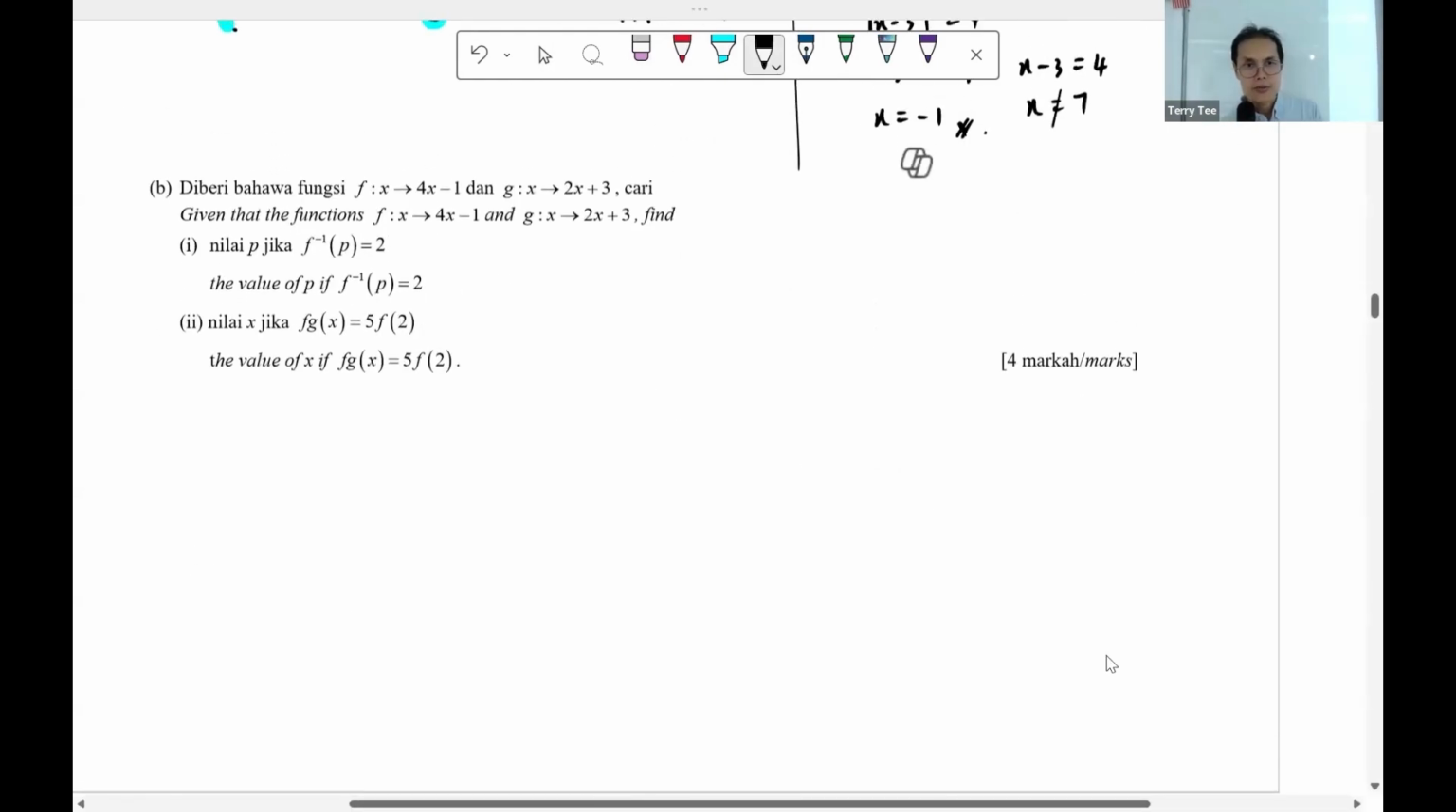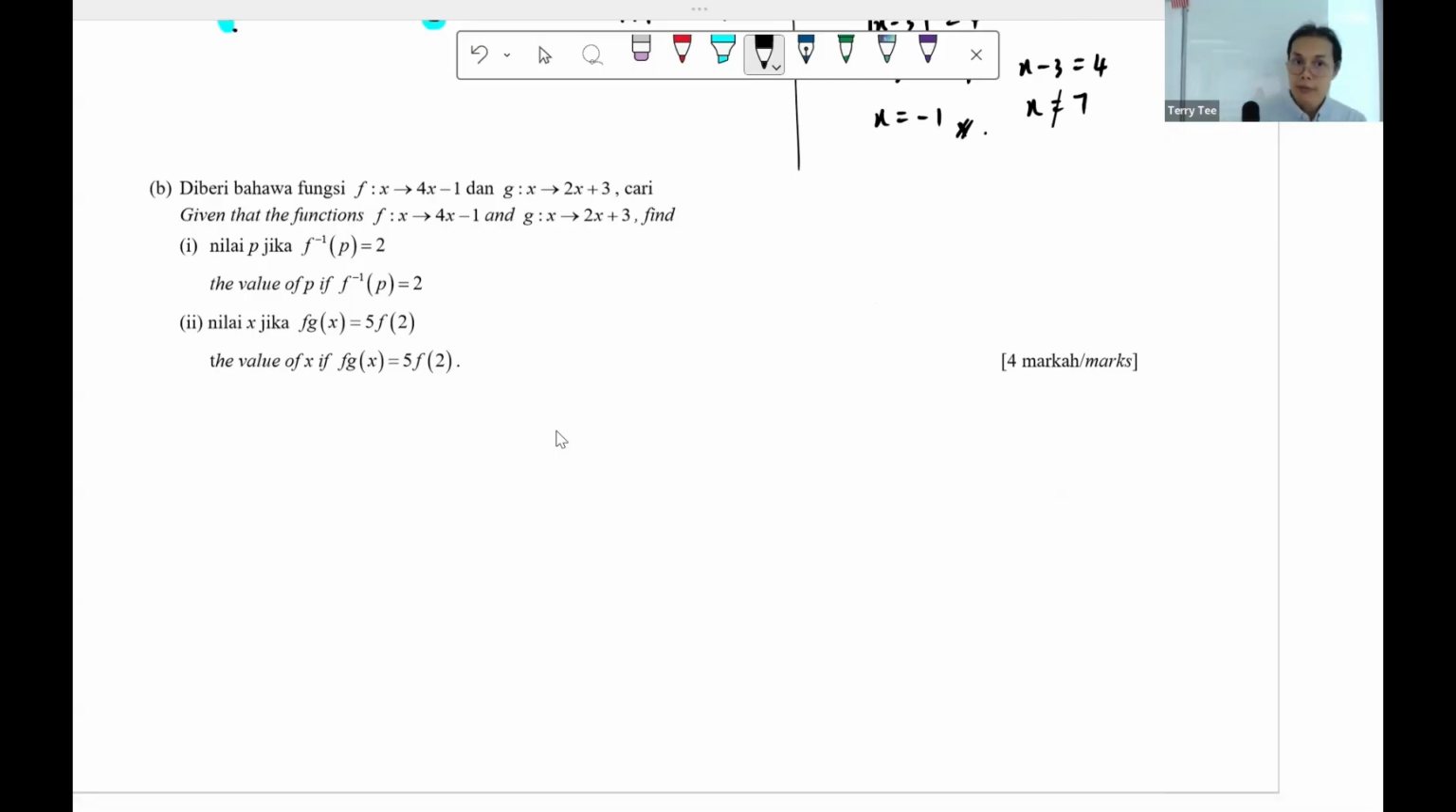This one is using a composite function and inverse function. Okay, so the first part they say, given that f(x) equals to 4x minus 1 and g(x) is 3x squared plus 2x plus 3, find p if f inverse of p equals to 2.